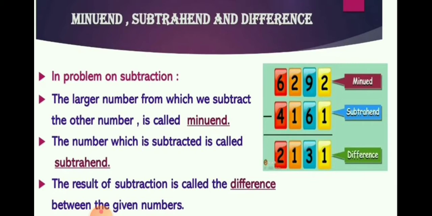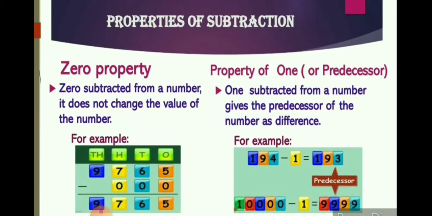The number which is subtracted is called subtrahend. So here the number that is being subtracted is 4161, which is known as subtrahend. The result of subtraction is called the difference between the given numbers. So you can see, as you got your difference or your answer, that is 2131, it is known as difference.